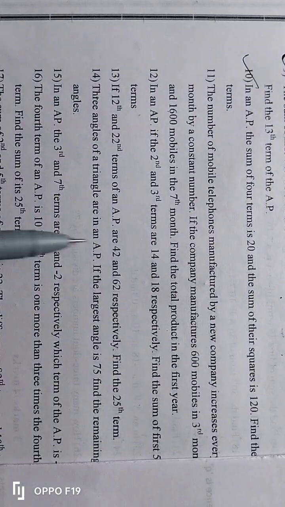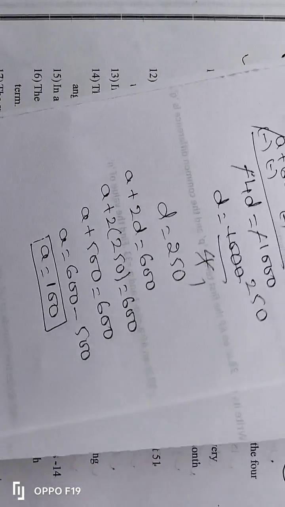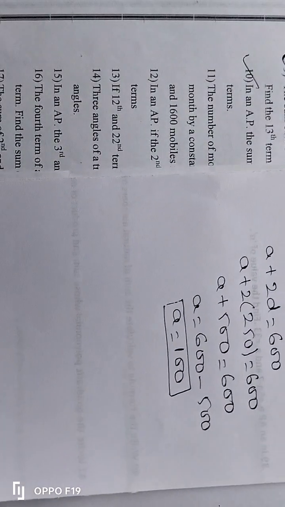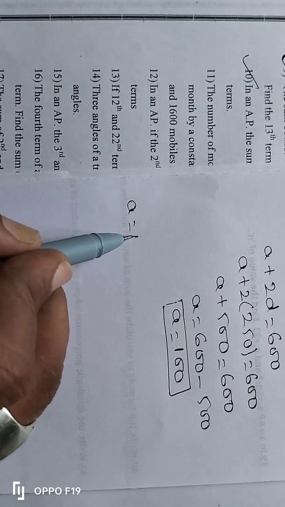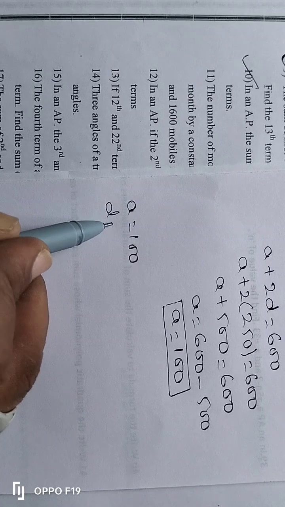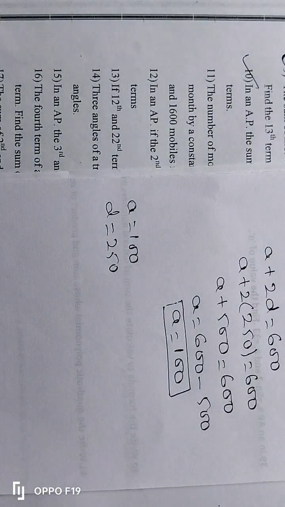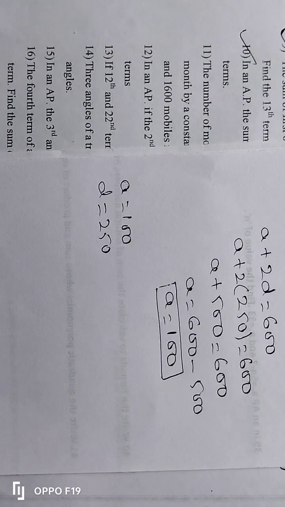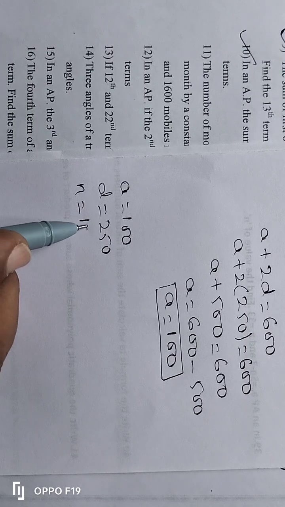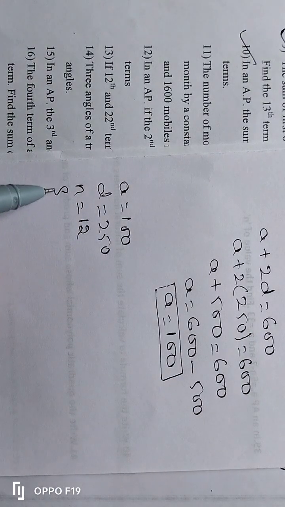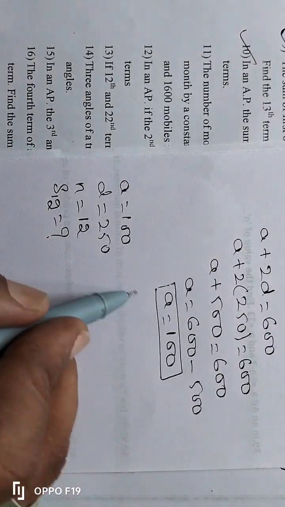Now what he told, find the total in the first year. So first year means n is equal to 12, because 1 year has 12 months. We know the value of A as 100. We know the value of D as 250. N is equal to 1 year, which means 12 months. Therefore, we have to calculate total production in 1 year, that is S12 is equal to question mark.